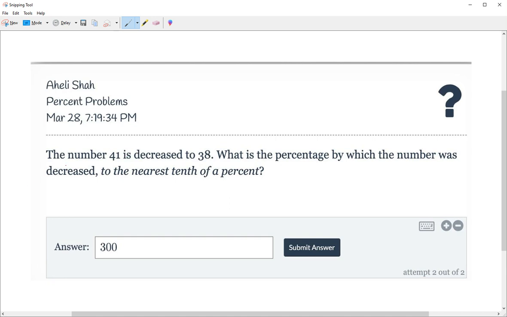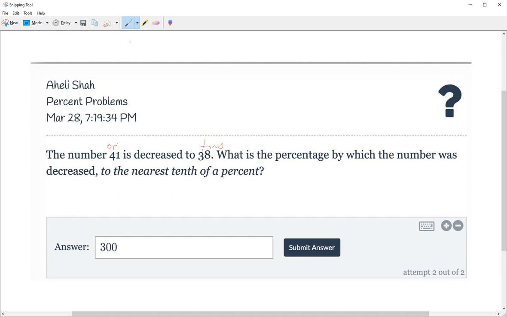This one here says number 41 is decreased to 38. What is the percentage by which the number decreased? Round to the nearest tenth of a percentage. So remember, this is your original number right here, and this is the final number, right?